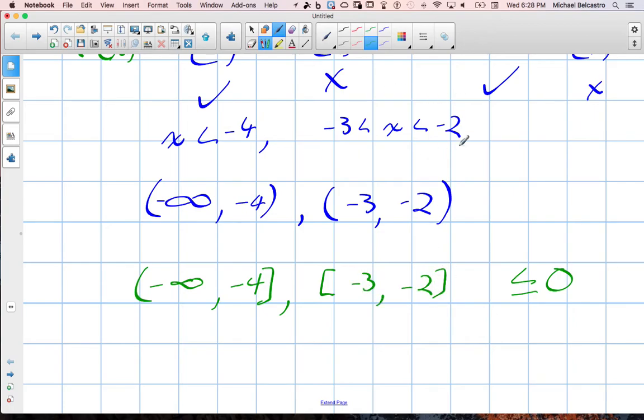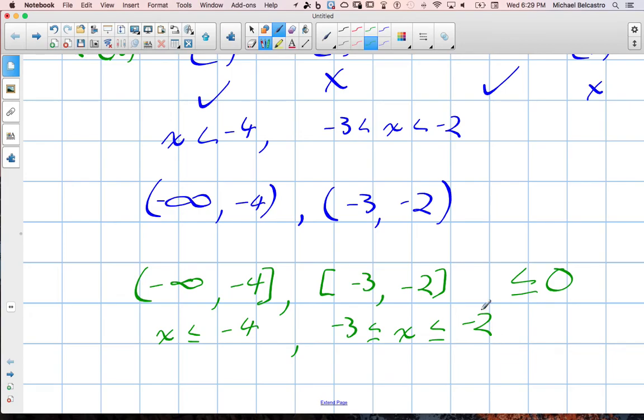If you were to write it as a type of domain or range, you could say x is less than or equal to -4. And then you could say -3 is less than or equal to x, and x is less than or equal to -2.